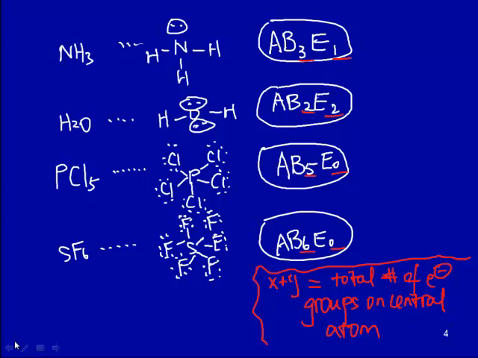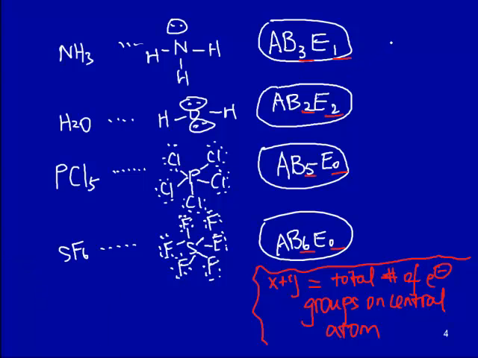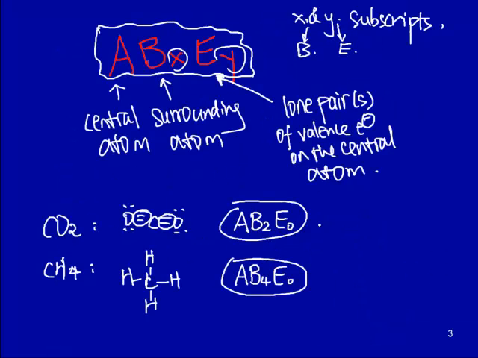And as you can see, the total number of electron groups for NH3 will be 4. And for water it is also 4. For phosphorus pentachloride, it will be 5. For SF6, it will be 6. Take a look at the previous ones. For CO2, the total number will be 2. For CH4, the total number will be 4. So those are the electron groups.